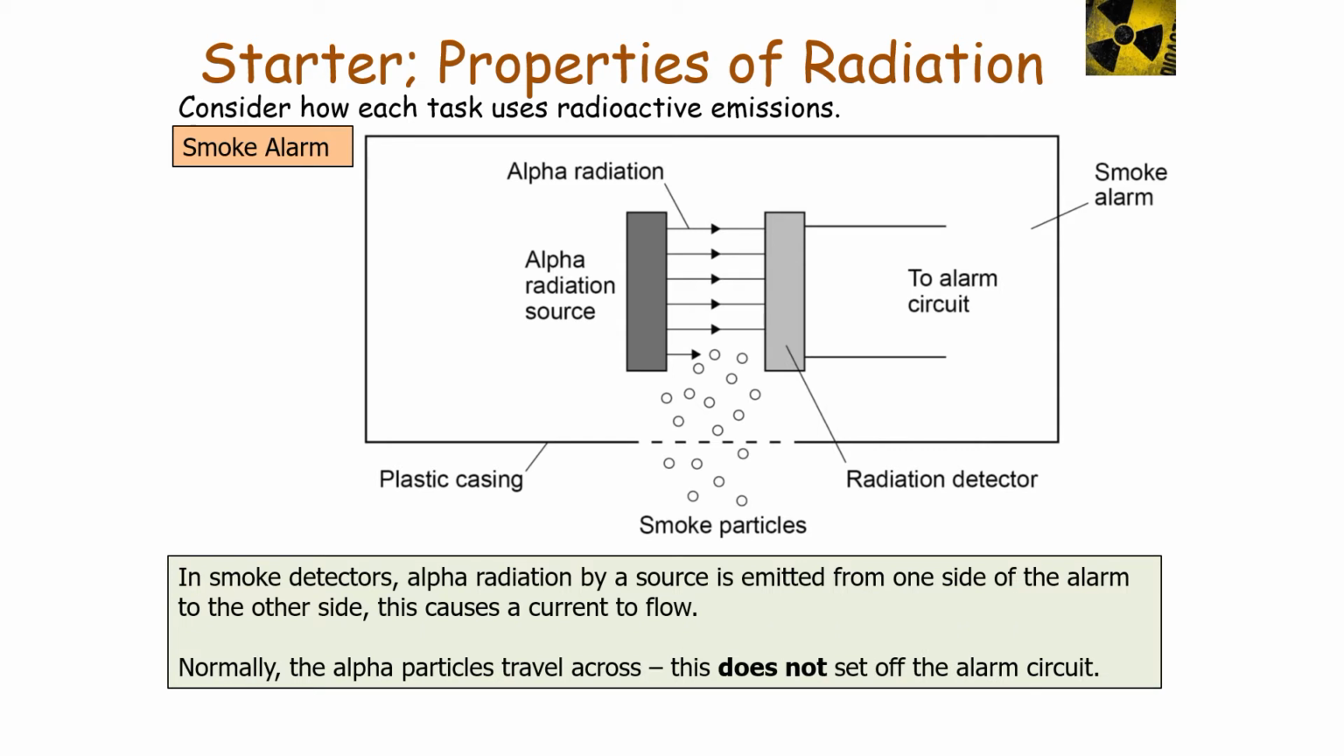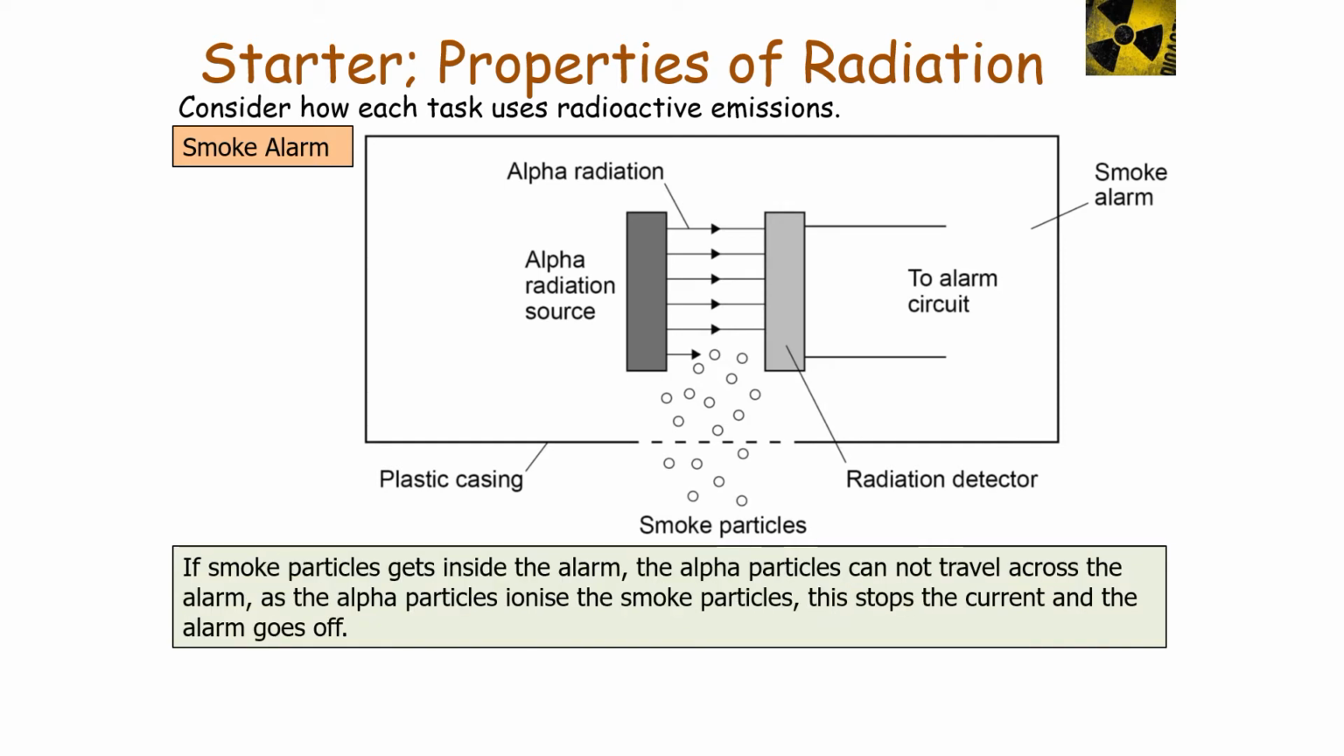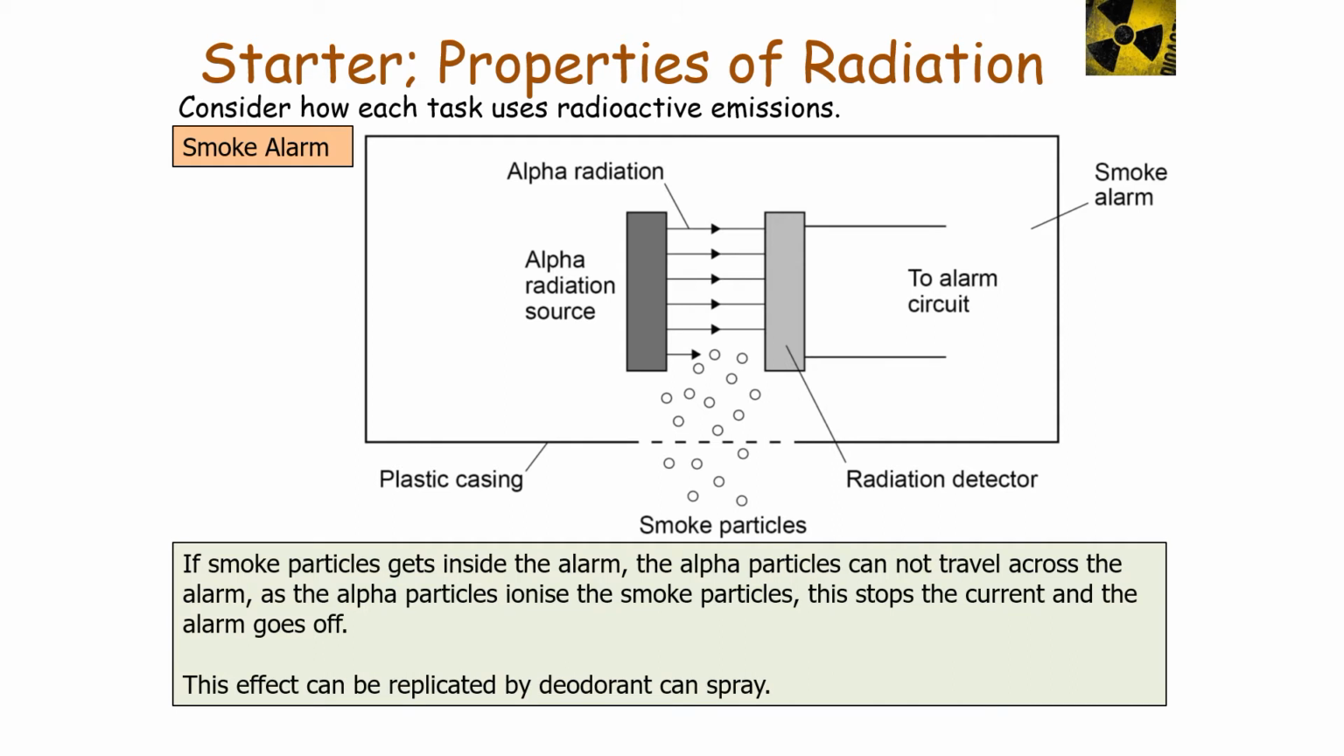Normally alpha particles travel across from one side to the other side, and this does not set off the smoke alarm circuit. Now, if smoke particles get inside the alarm, the alpha particles cannot travel across the alarm, as the alpha particles ionize the smoke particles. This stops the current from being produced and the alarm goes off. Interestingly enough, this effect can be replicated by deodorant can spray, which is why if you spray deodorant very close to a smoke detector, it can actually set off the alarm.